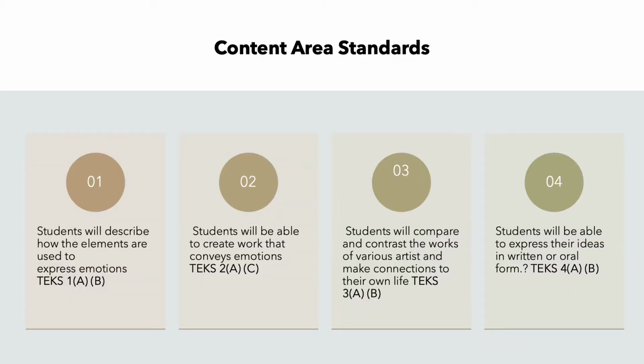The content area standards for this lesson start with: students will be able to describe how the elements are used to express emotion. Students will be able to create work that conveys emotion. Students will compare and contrast the works of various artists and make connections to their own life. Students will be able to express their ideas in written or oral form.